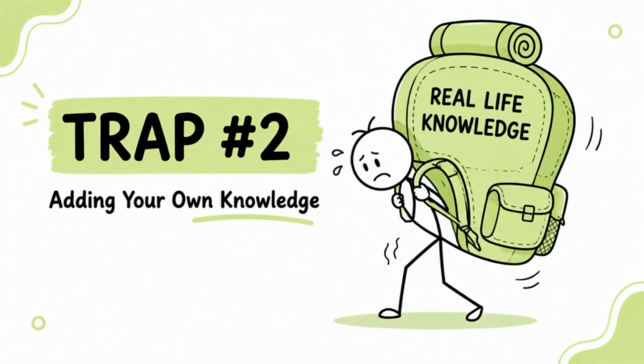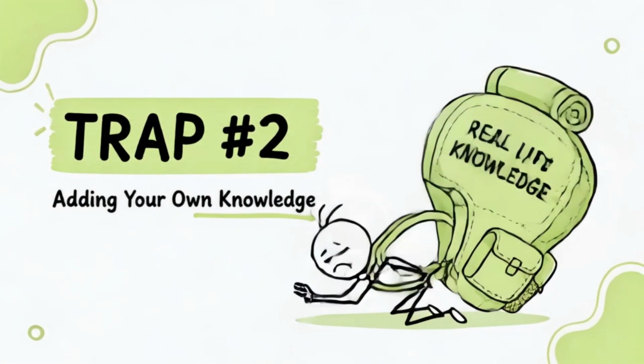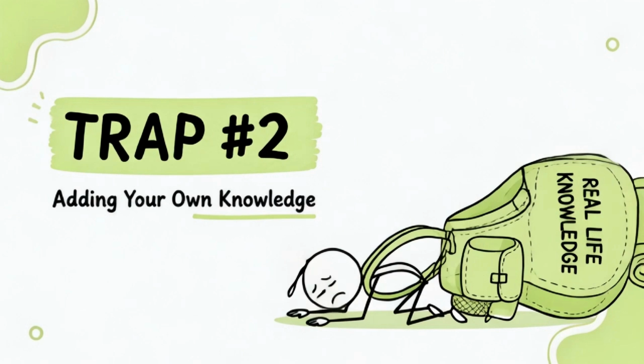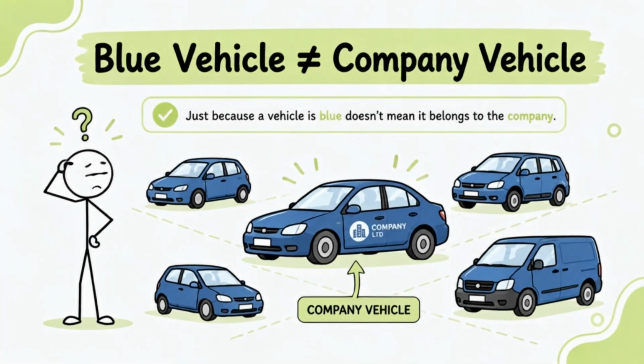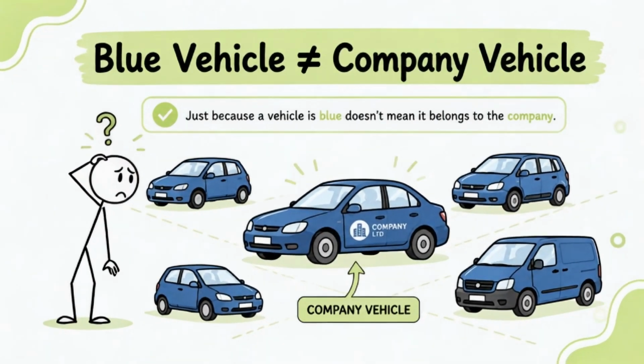Trap 2. Adding your own knowledge. SHL questions only care about the information provided. Nothing else matters. For example, all company vehicles are blue. Question. Are all blue vehicles company vehicles? In real life? Of course not, but that's not the point.